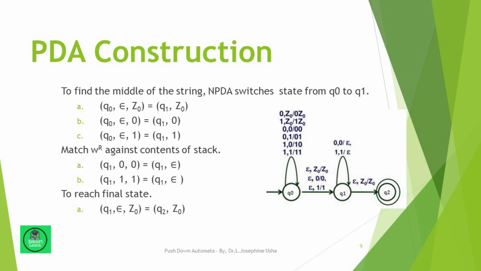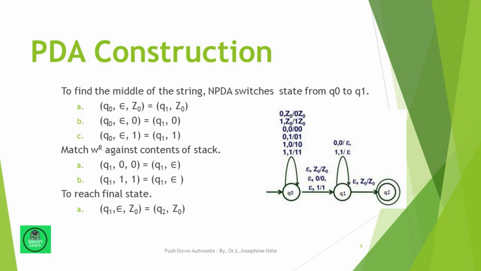So delta of Q1, 0, 0 equals Q1, epsilon, and one more transition is delta of Q1, 1, 1 equals Q1, epsilon. What does it mean? You just pop the symbol, so it is epsilon here. So these are the transitions present in the state Q1.